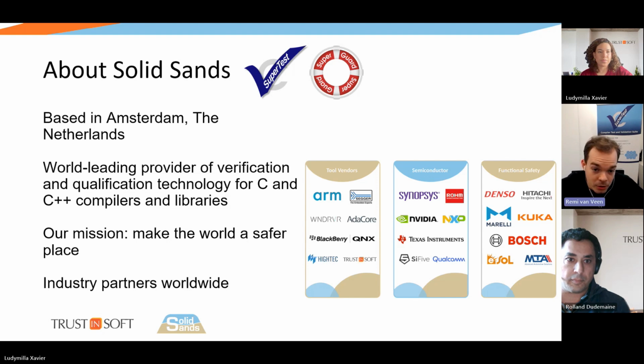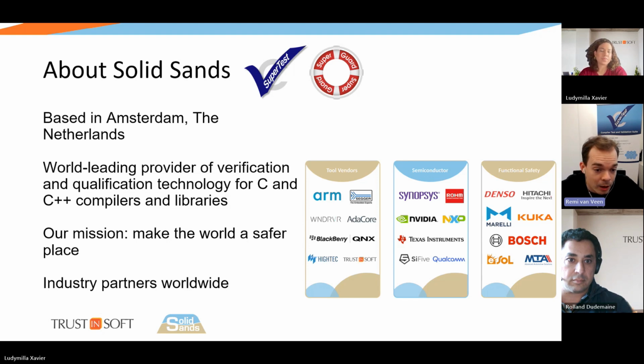Our main products are SuperTest, which is our overall test suite for the C and C++ compilers and standard libraries, and SuperGuard, which is our safety qualification suite for the C and C++ standard libraries. We provide our test suites to tool vendors and semiconductor companies who use our test suites for the quality assurance and the safety qualification of the tools, libraries, and analysis tools that they develop.